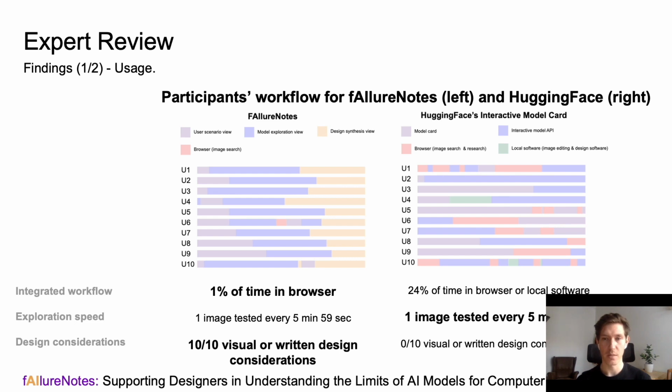With respect to the speed of exploration, participants were slightly faster with Hugging Face than with our tool. However, fAIlureNotes significantly outperformed Hugging Face with respect to the quality of model assessment. 10 out of 10 participants were able to create visual or written design considerations with fAIlureNotes. In contrast, not a single participant was able to do so with Hugging Face.